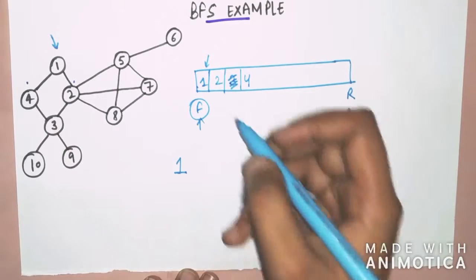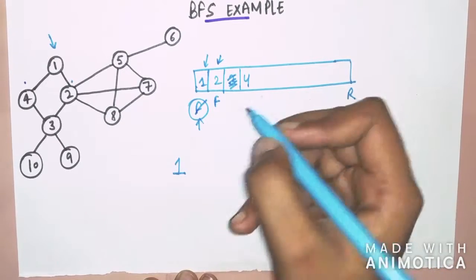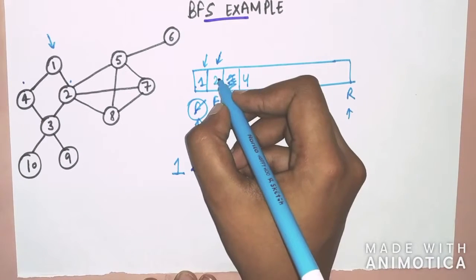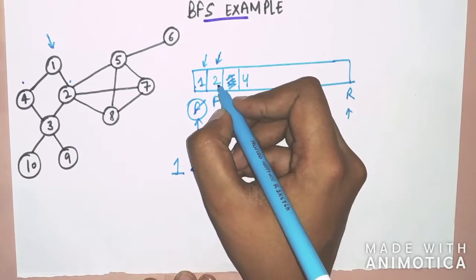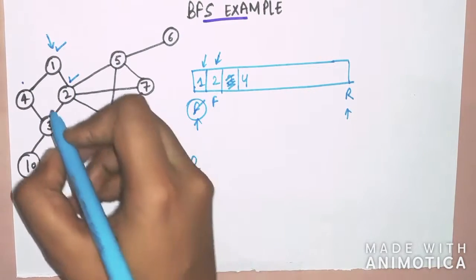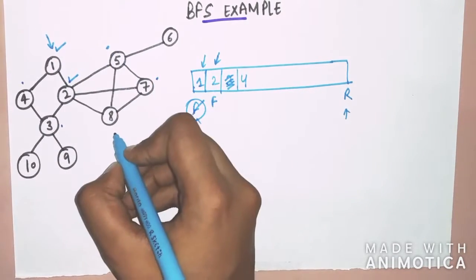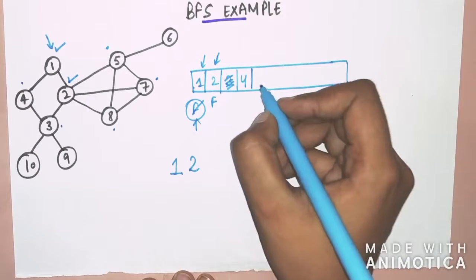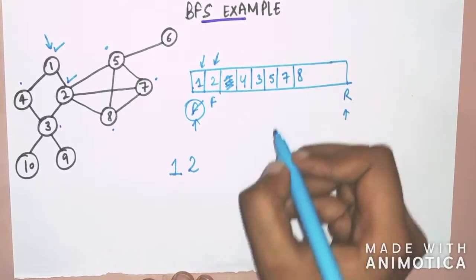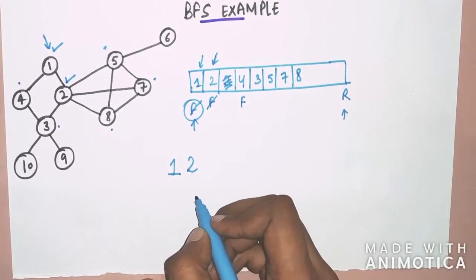Now after that I have to dequeue the next front, and 2 will come out, and I have to enqueue its adjacent nodes. Here 1 is visited, and I have visited 2, so the adjacent nodes are 3, 5, 7 and 8. I'm going to enqueue them in topological order again: 3 5 7 8. We only enqueue those nodes which are not visited yet. So my front will become this now after the dequeue operation.